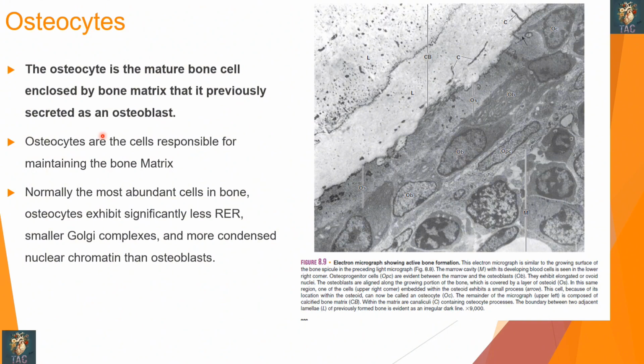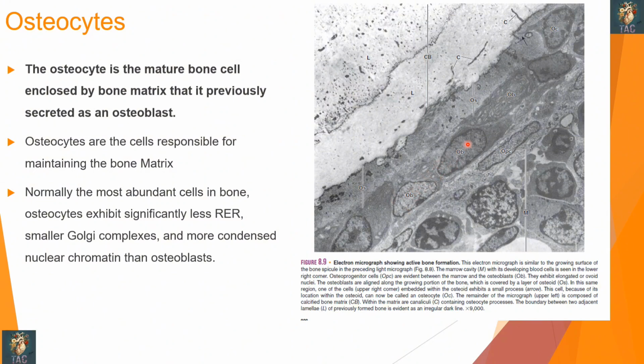Normally most abundant in the bone, osteocytes exhibit significantly less rough endoplasmic reticulum, small Golgi complexes, and more condensed nuclear chromatin than the osteoblast. Because these three features, the RER, the Golgi complex, and chromatin, are present in the osteoblast, which are the properties of a protein secreting cell.